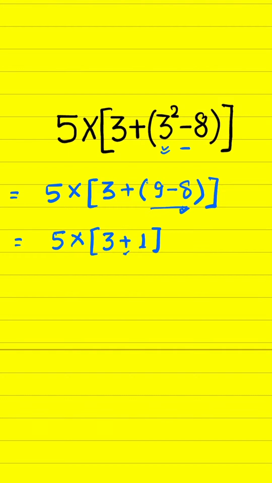After that we will come to the bigger bracket. This is 5 times, now 3 plus 1 is 4. This operation is done. So we remove this bigger bracket. So 5 times 4 is 20. This is how you solve the bracket part.